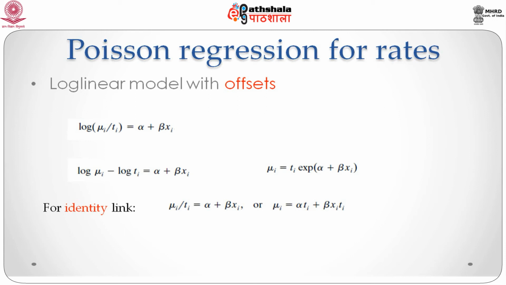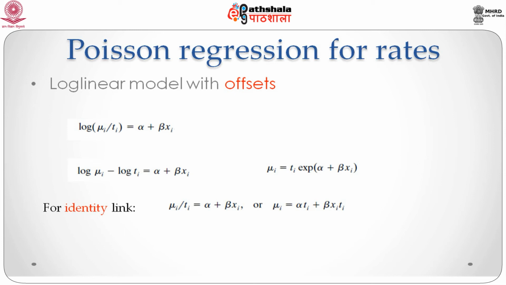This can be expressed as log of mu i minus log of ti equal to alpha plus beta xi, or log of mu i equal to log of ti plus alpha plus beta xi. So the term log of ti is something which occurs in the regression equation, but it does not have an unknown coefficient. Such a term occurring in a regression is called an offset. So Poisson regression for rates is essentially the log linear model, but it contains an offset.